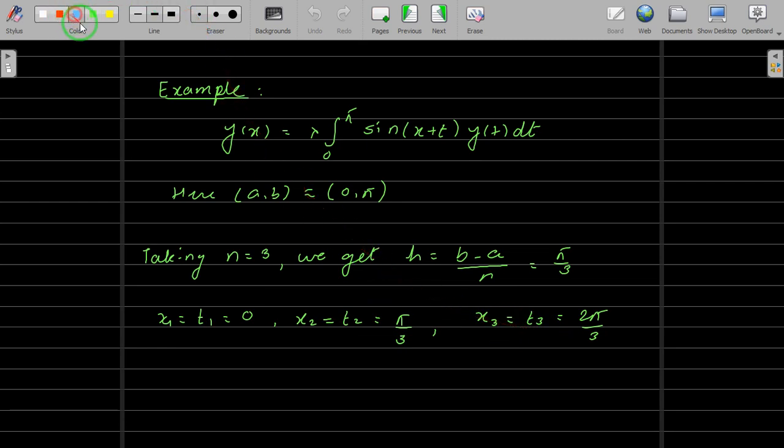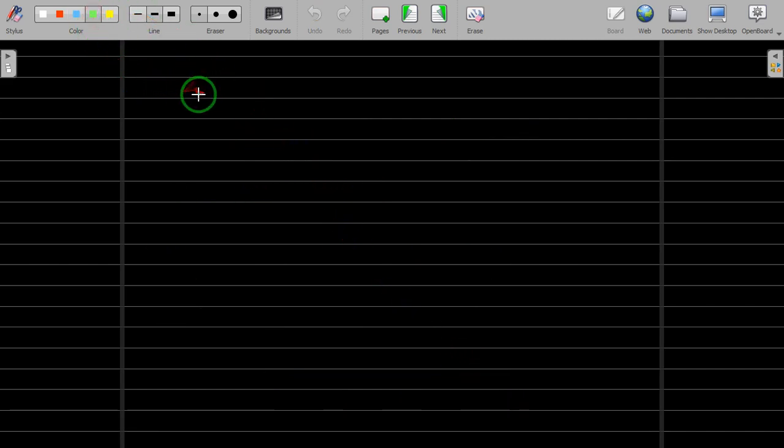So our interval will be like this. This is our 0, this will be pi by 3, 2 pi by 3, and then here we'll have 3 pi by 3, that is nothing but pi. Now in this example, our kernel k(x, t) is nothing but sine of x plus t, right? So you can verify these values. I will write for you.